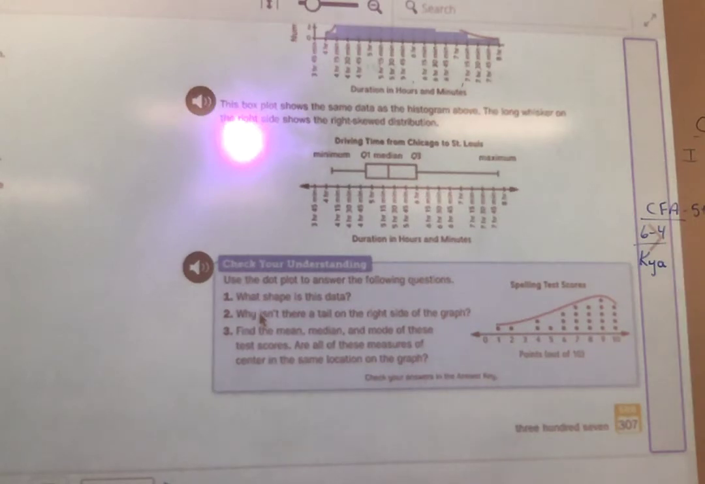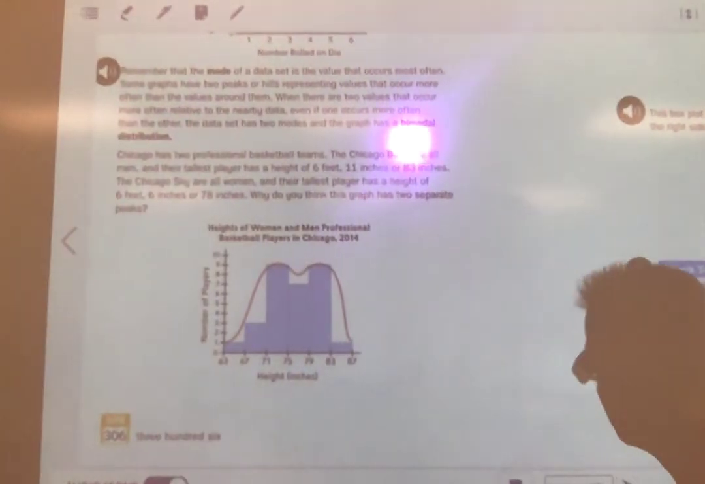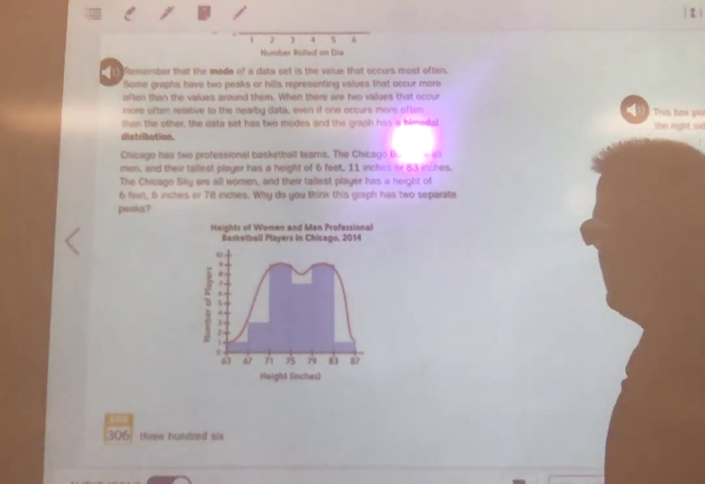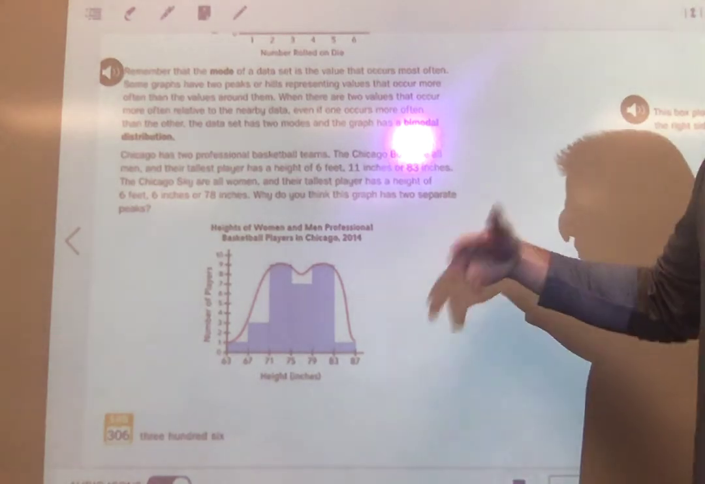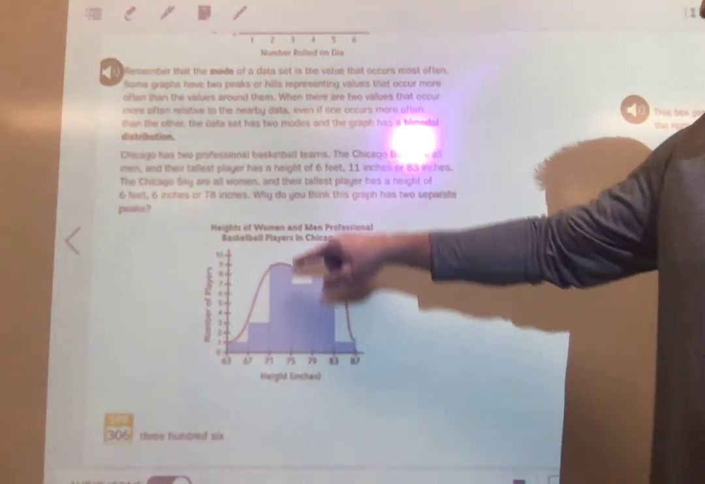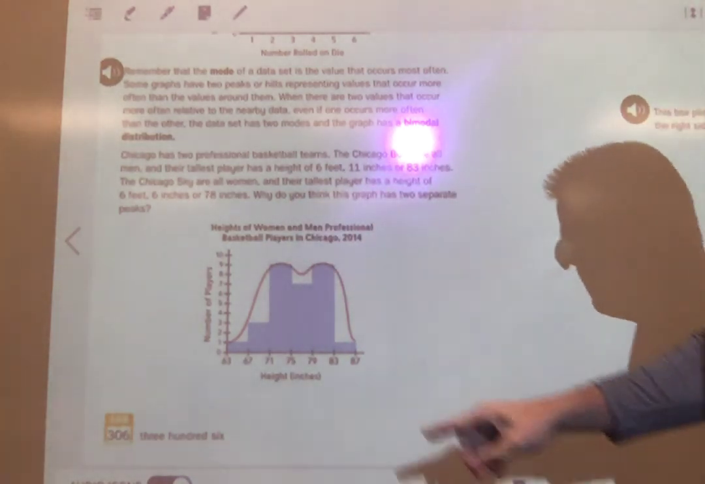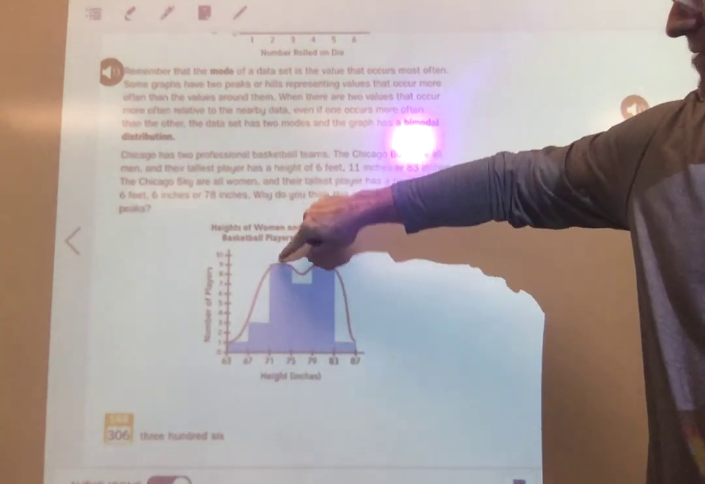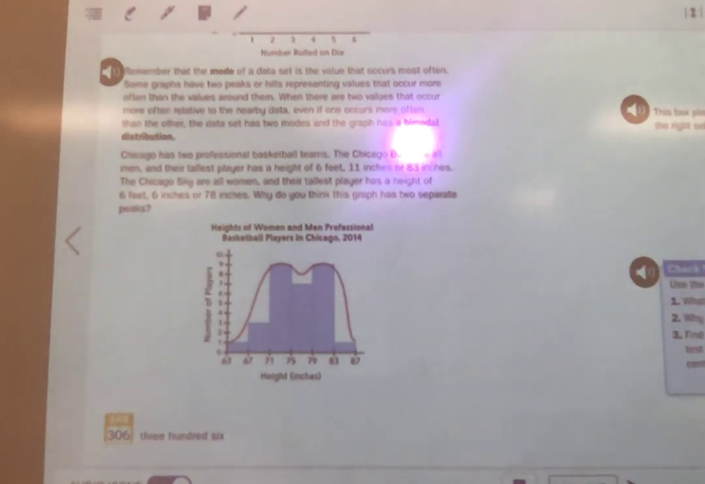Okay. There's one other graph here to look at. It's called bimodal. In this situation, we're looking at the heights of women and men professional basketball players in Chicago. Notice bimodal, bi means two. So we have a couple of modes where it peaks a little bit higher. Those won't always be exactly the same, but in this case they are pretty close. You get one mode that happens the most, it dips down and comes back up again. So you get a couple of different modes.